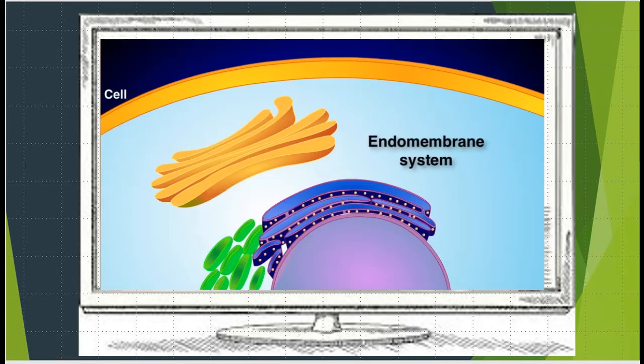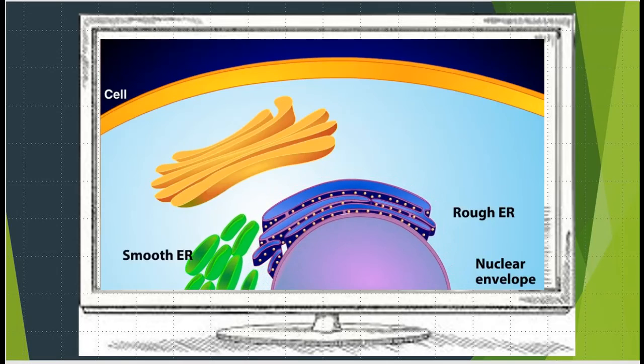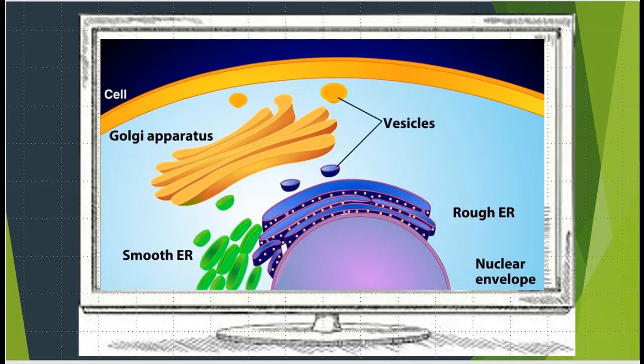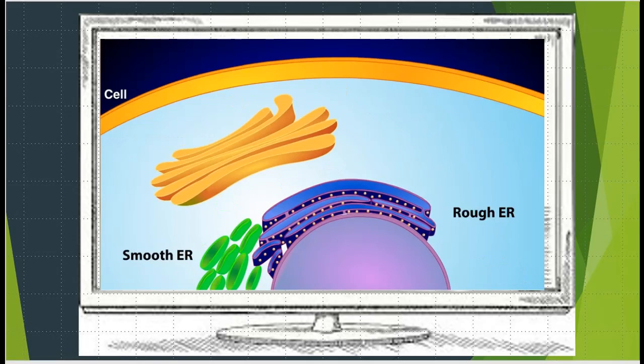The endomembrane system is a collection of membrane-based organelles that work together to create, modify, and export cell products such as proteins and lipids. It consists of the nuclear envelope, the rough and smooth endoplasmic reticulum, the Golgi apparatus, and several types of vesicles. Let's start our tour with the endoplasmic reticulum. There are two types of endoplasmic reticulum, rough and smooth.